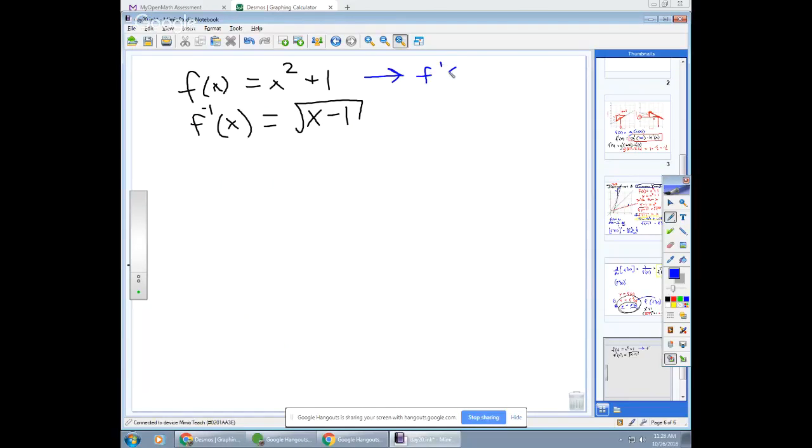So f inverse is the square root. F prime is just 2x. Now, just using the chain rule, what's f inverse prime? 1 over 2 square roots. And the derivative of x minus 1 is 1. So that's no big deal. So this is the derivative right here.